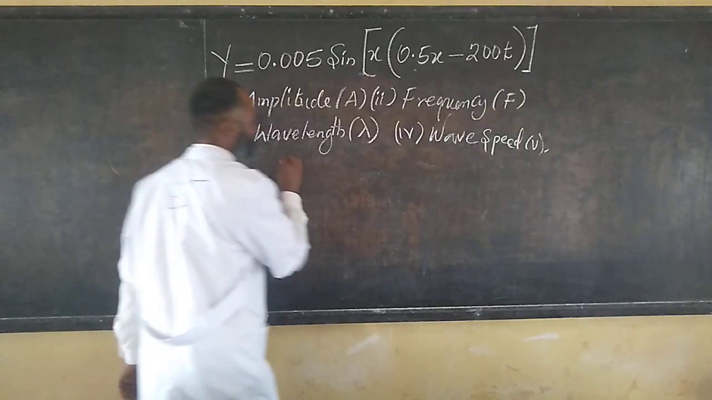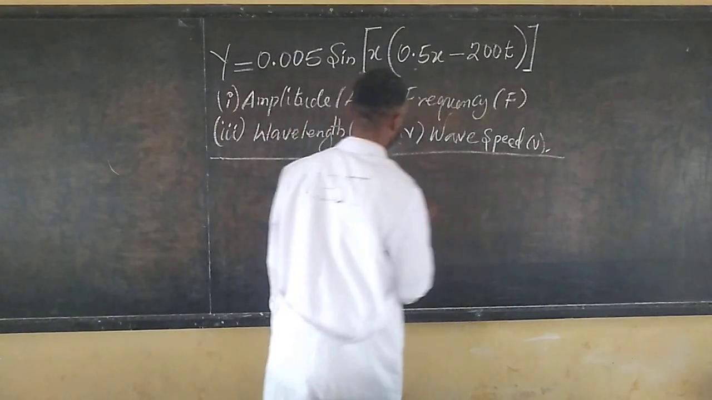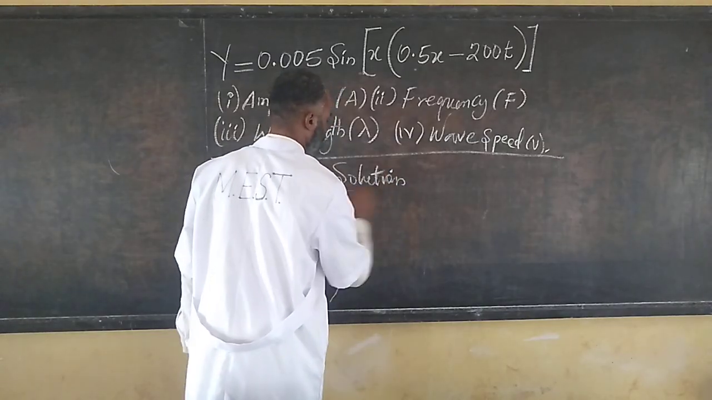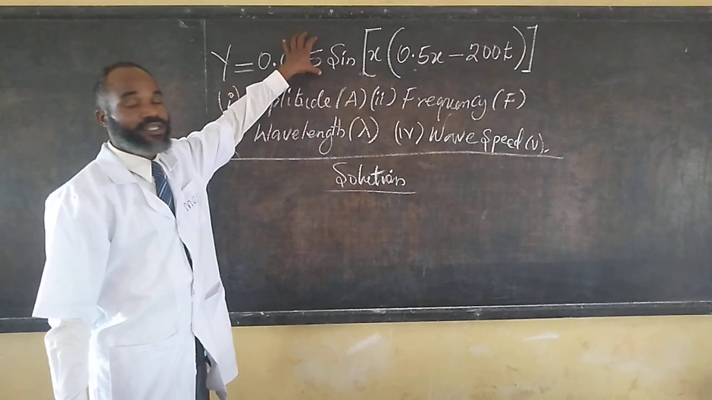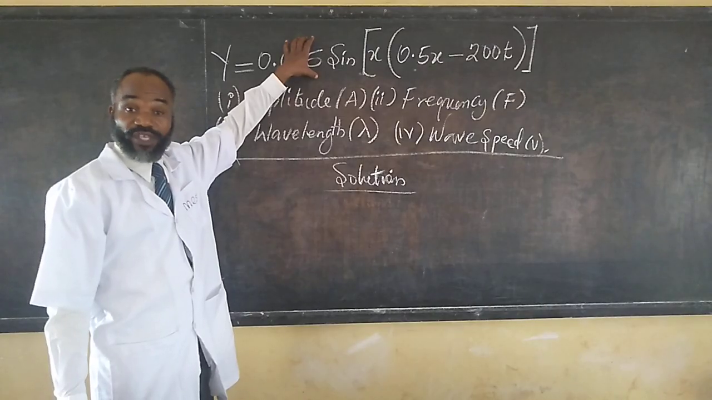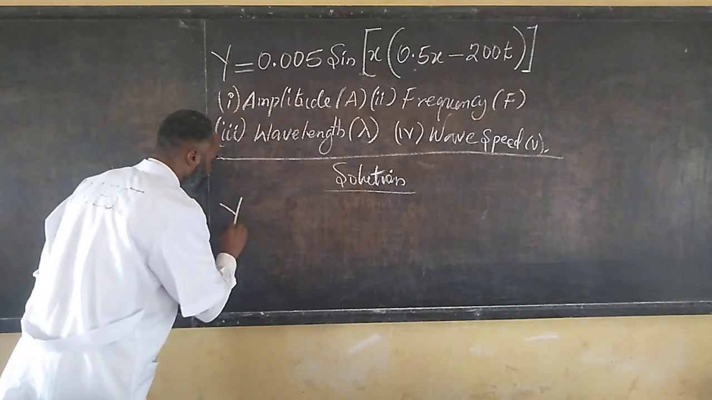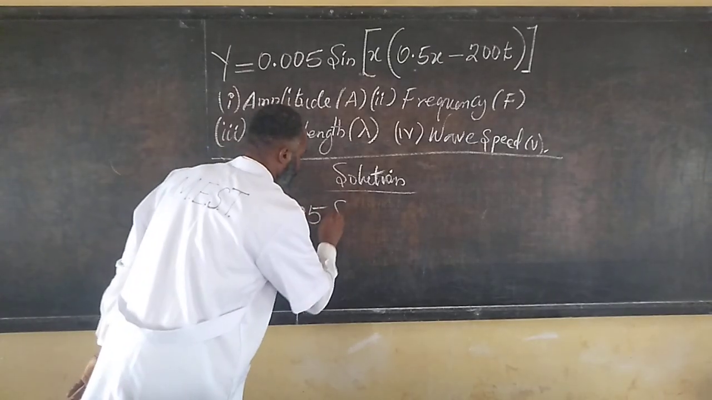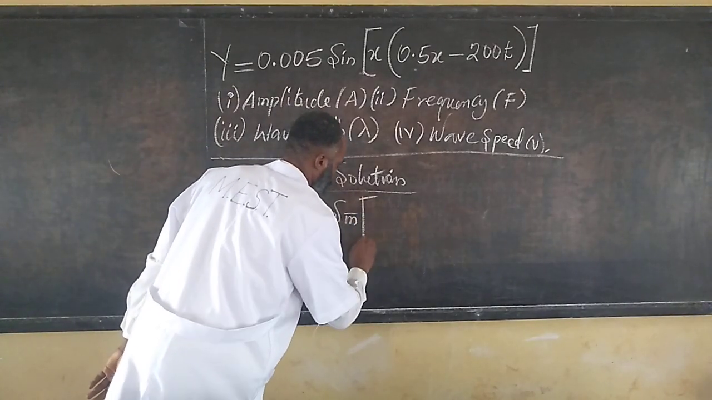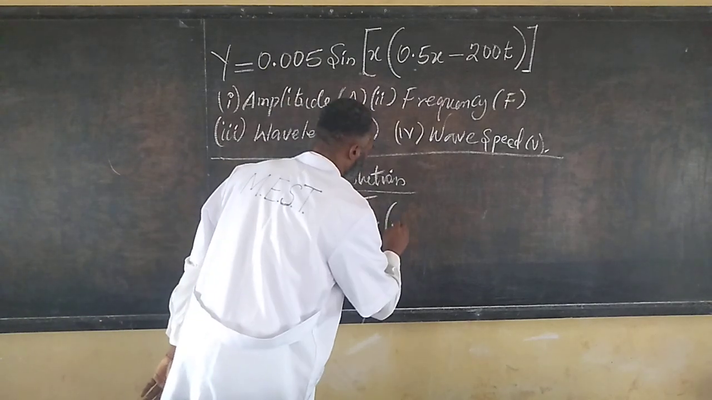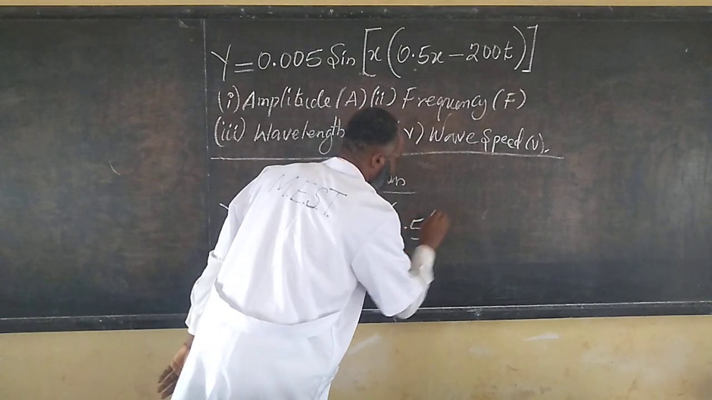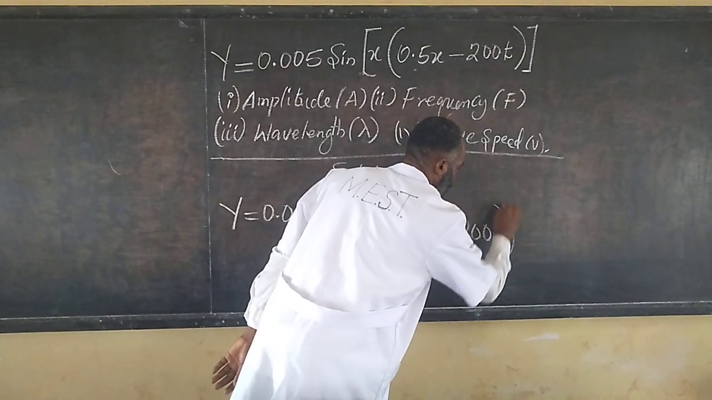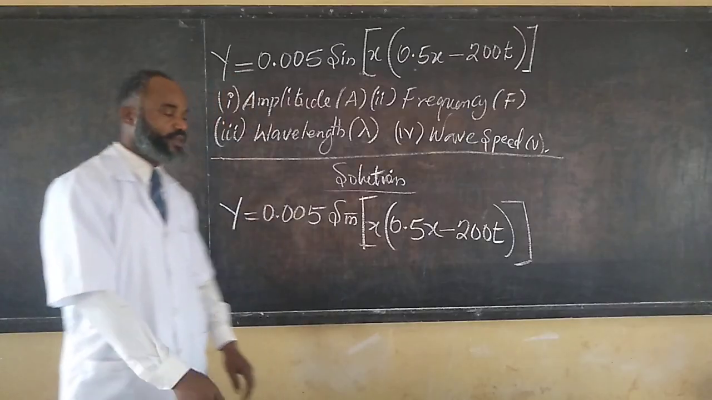So what do we do? It's very simple. We write a solution, and once we write our solution, we bring down the equation of the plane wave given, which is y equals 0.005 sin(x(0.5x minus 200t)).